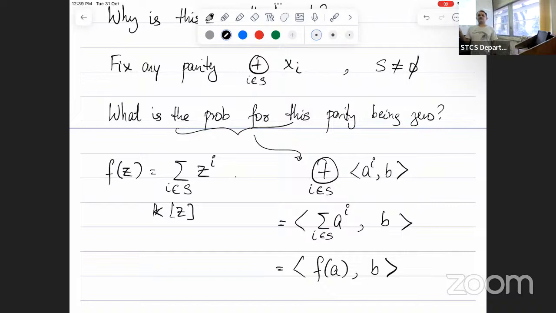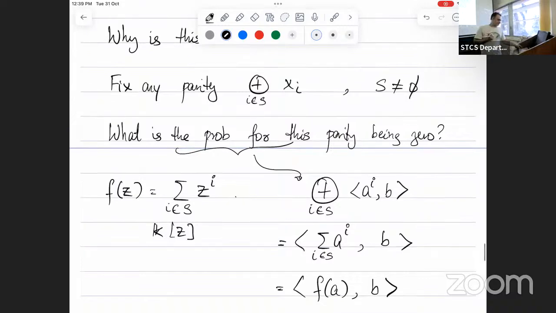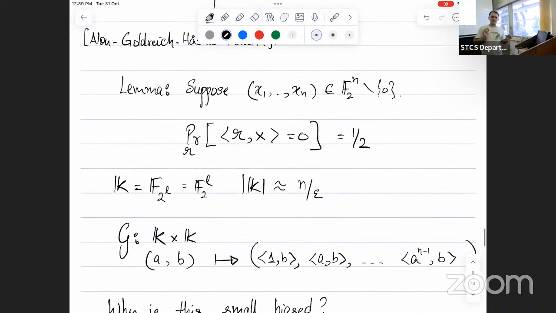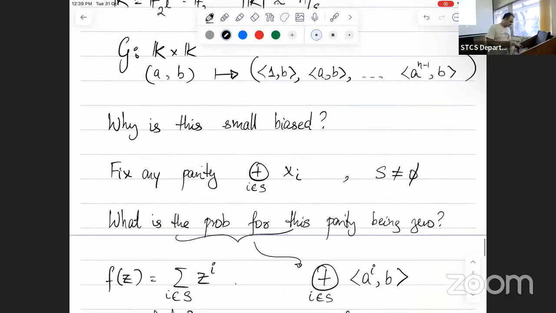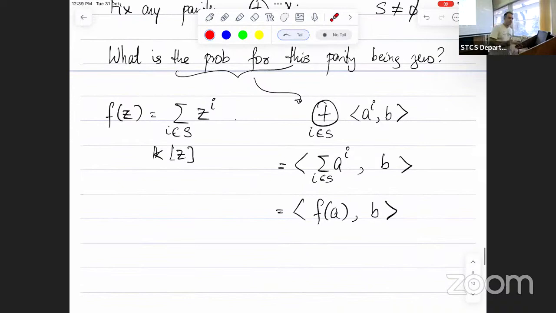Instead, let's do the following. Let's ask, what's the chance that it is non-zero? And this goes back to the previous lemma that we had, which is that once you fix a certain vector, and as long as you guarantee that that vector is non-zero, if you take a random inner product, that is going to be equally likely to be 0 or 1. And the fixed vector I'm going to think of is f of a.